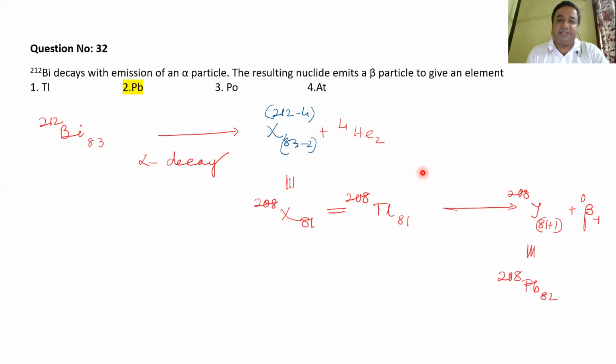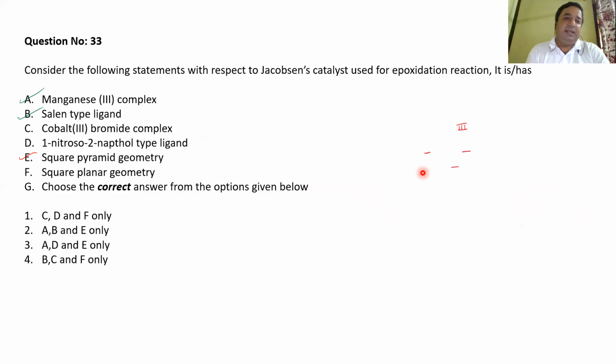All right, now for the next question. It has been given, consider the following statements with respect to Jacobson's catalyst. It is used for epoxidation reaction, and it has manganese 3 complex, salen type ligand, cobalt 3 bromide complex, 1-nitroso-2-naphthol type ligand, square pyramidal geometry. Choose the correct answer from the given options below.